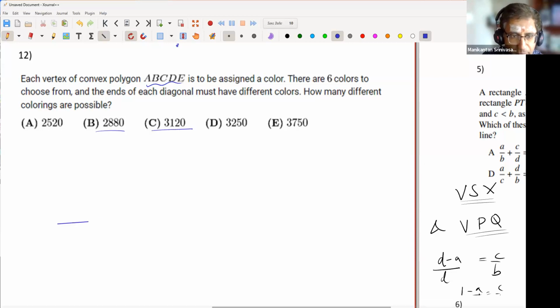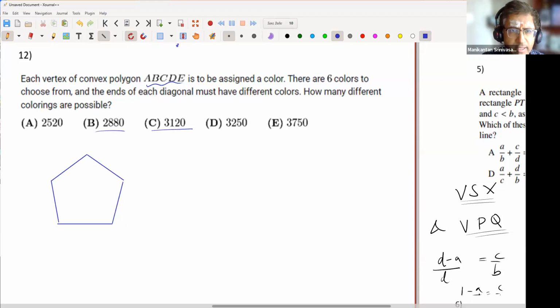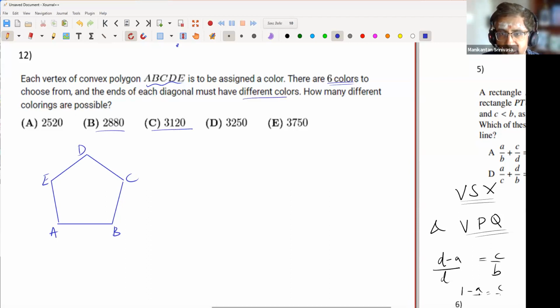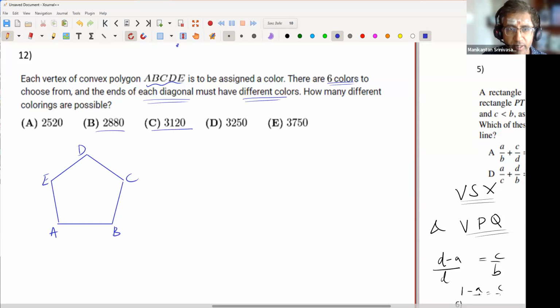Right, let's draw a polygon, pentagon, sorry. Convex polygon. Yeah, pentagon. A convex polygon, A, B, C, D, E. It doesn't have to be regular or anything, doesn't matter. He might as well have said convex pentagon. I don't know why he said convex polygon. Fine. So this is A, B, C, D, E. And then he has to color it with, there are 6 colors to choose from. And the ends of the diagonal must have different colors. Ends of each diagonal must have a different color. How many different colorings are possible?